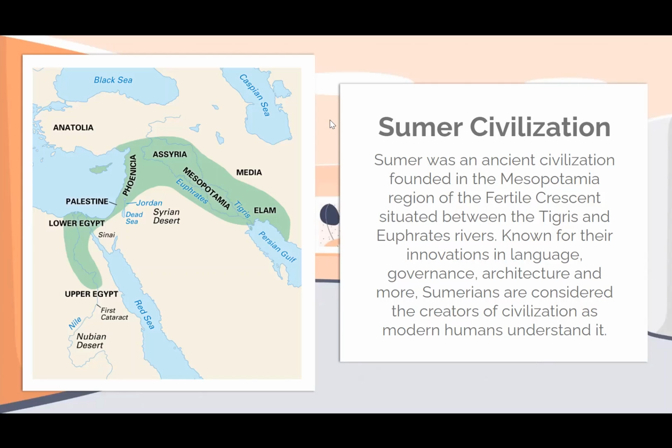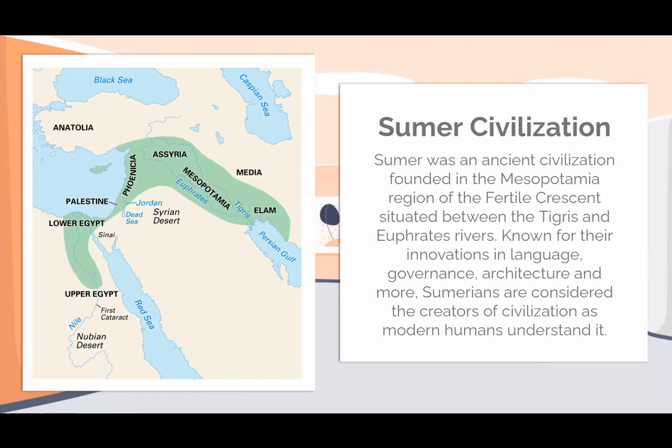Sumer was an ancient civilization founded in the Mesopotamia region of the Fertile Crescent, situated between the Tigris and Euphrates rivers. So here is the Euphrates River. Here's the Tigris. And here's the Nile. And you notice this green area. The green area is the Fertile Crescent. And the reason that region is called the Fertile Crescent is because the soil around the rivers was very rich in nutrients. The soil was very fertile, so it was great for growing crops.